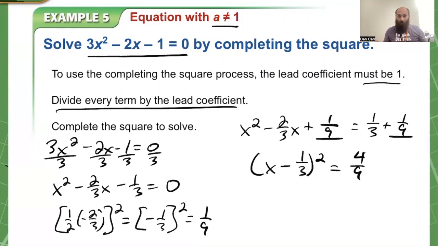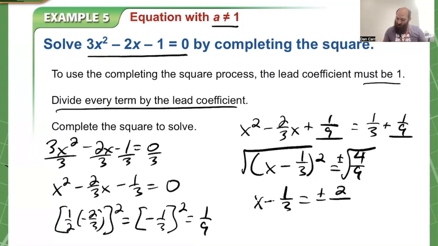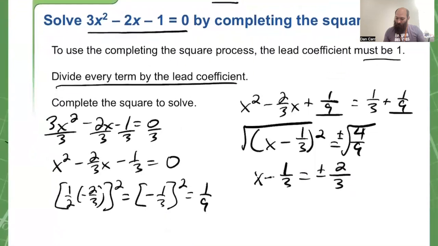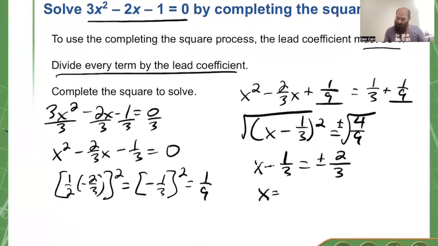Okay, from there, we can do our square root property. So we got square root here, square root here. Remember on the right side, we got to make sure we do the plus or minus square root of that. So I'm going to have x minus 1/3 is equal to plus or minus. Thankfully, this is actually two perfect squares. Square root of 4 is going to give me 2. Square root of 9 is going to give me 3. So then I'm going to have two answers here. I'm going to have 1/3 plus or minus 2/3.